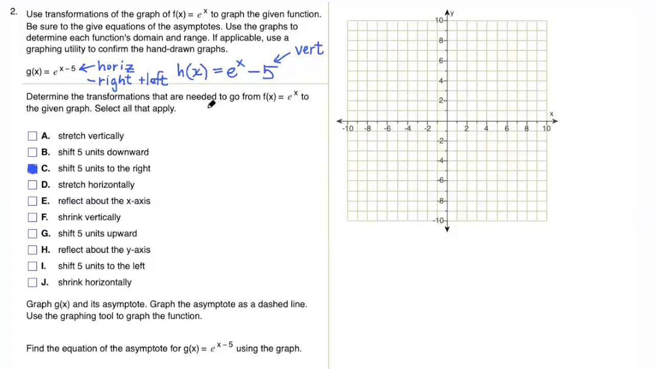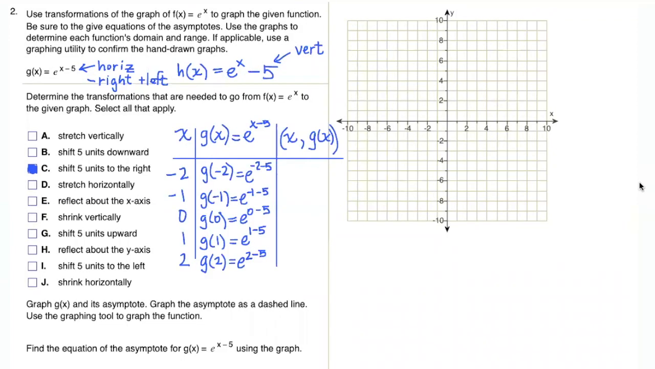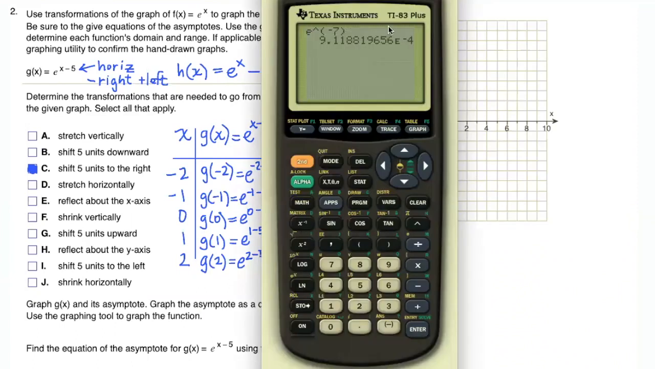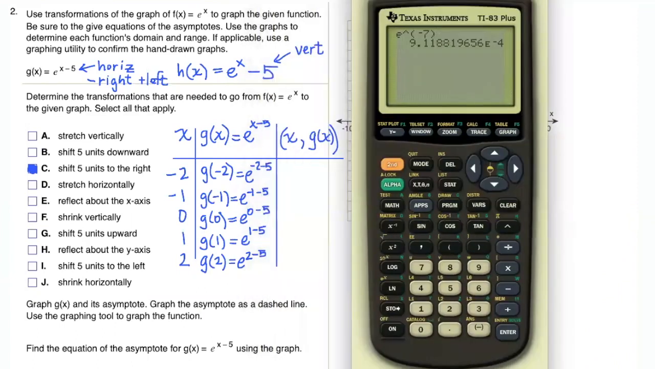Now I need to graph this function. In order to graph it, I would make a table of values like you saw in the last example. I've got my table of values set up, and again, I stuck with some values close to 0. g of -2 would be e to the -2 take away 5 power. If you take a -2 and you subtract 5, you get a -7. So I go to my calculator and I get this.